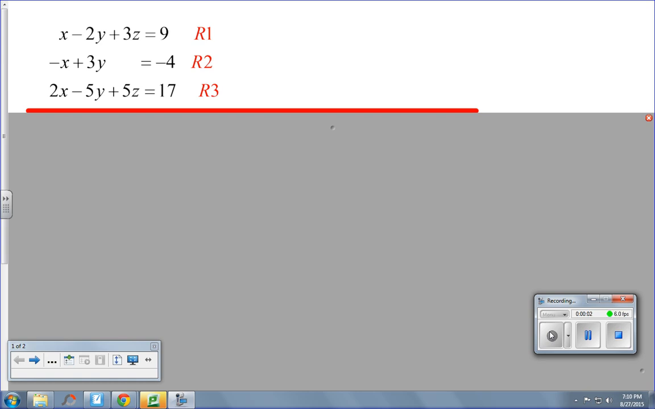Here's an example of three equations and three unknowns, and we want to solve this system of linear equations. This system certainly is solvable by several methods, but we're going to look at transforming this system into an equivalent system that is said to be in row echelon form.